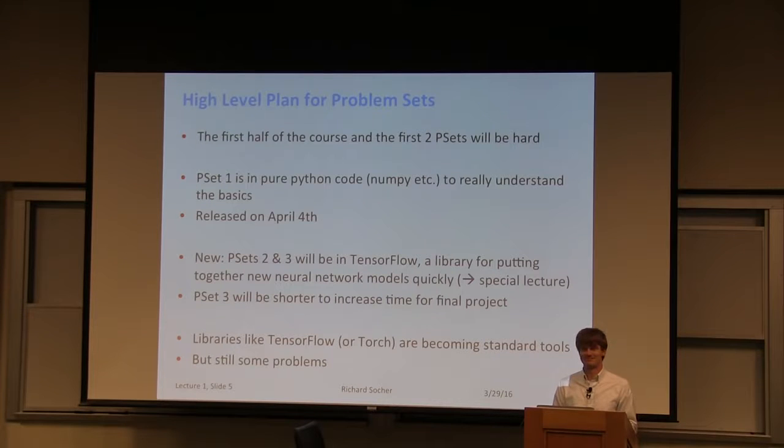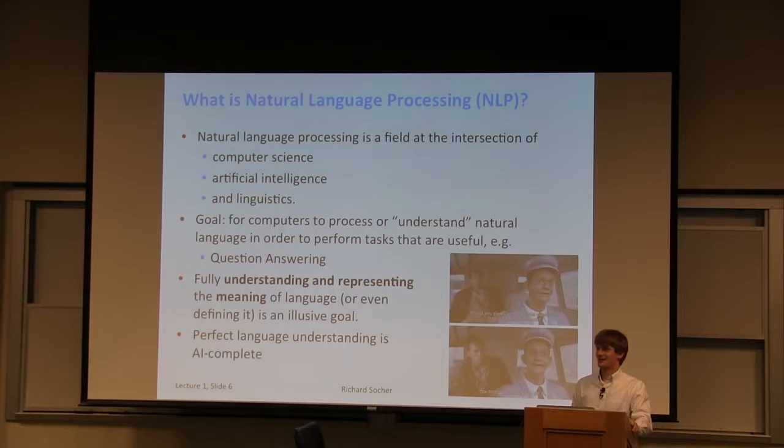All right. So then we can get started on deep learning for natural language processing. So very, very high level, what is natural language processing in the first place? It's basically a field that is really at the intersection of computer science, artificial intelligence, and linguistics. And for us, the goal of this field will be for computers to process, or "understand," natural language in order to perform tasks that are useful.